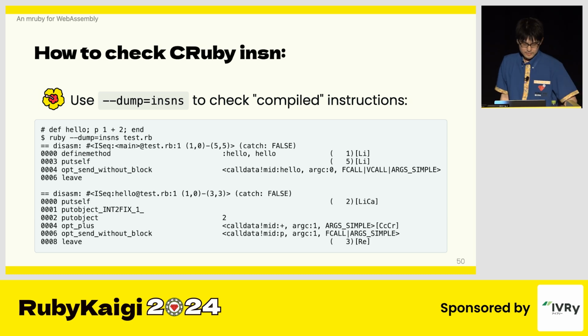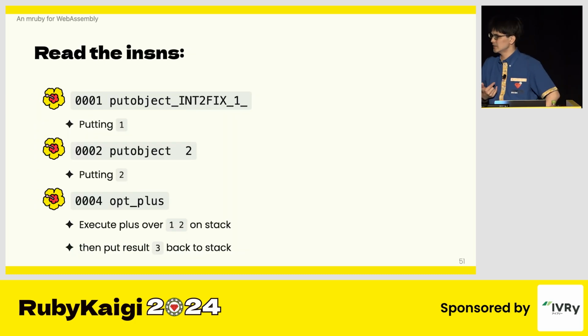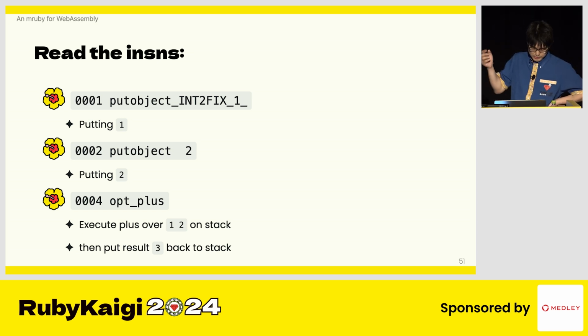An easy way to check the Ruby instruction set is using dump options. And these are the compiled instructions, and basically it's not so hard to read them. Note that the instructions are stack based, so putobject puts 1 or 2 onto the stack, and opt_plus executes plus over 1 and 2 on the stack.